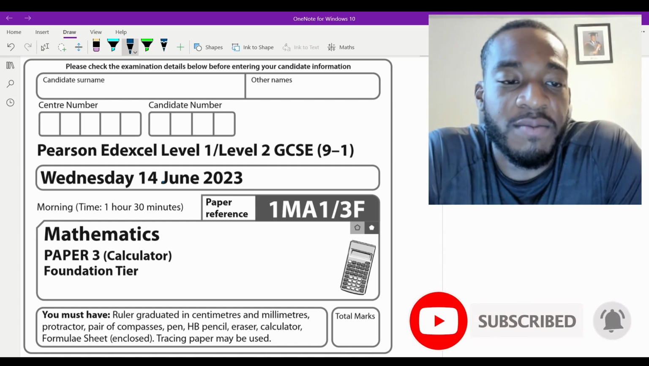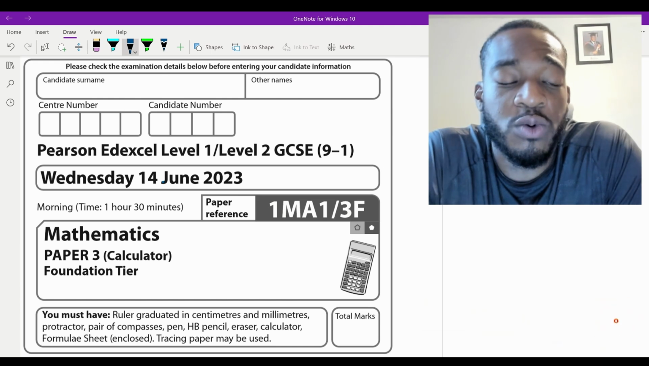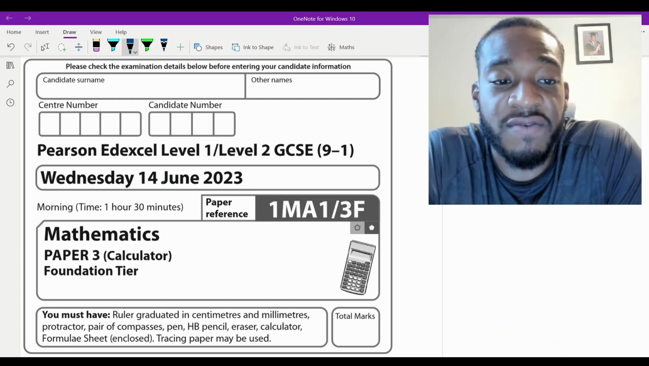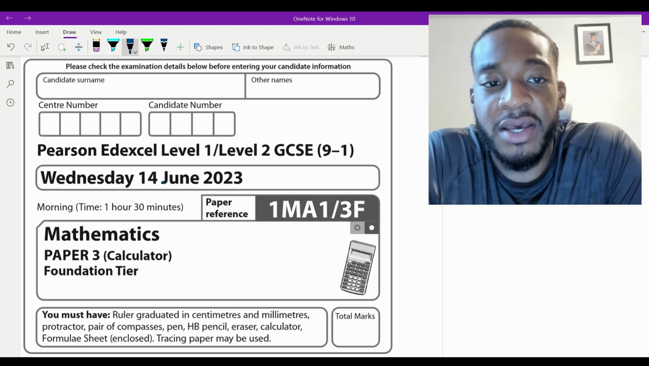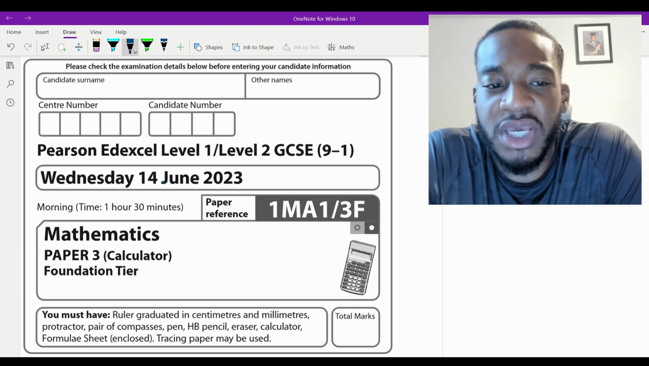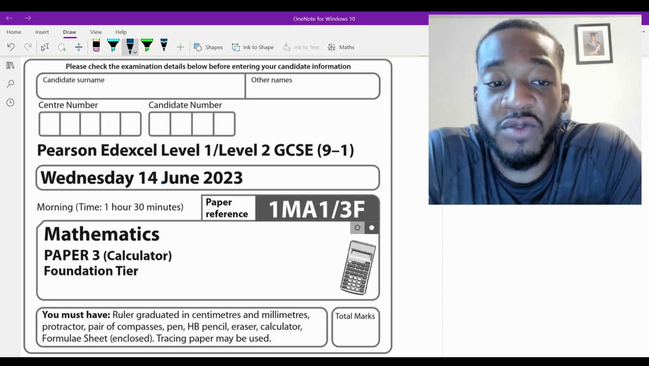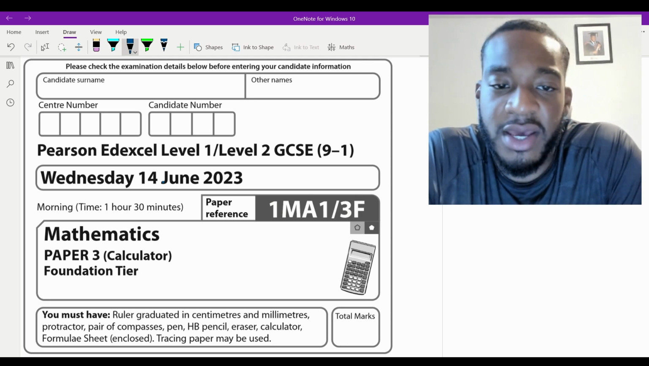So today we've got paper 3 of the Edexcel June 2023 series for Foundation GCSE, and yeah, a couple of tricky questions. I think this was the easier paper out of the three papers for this year.